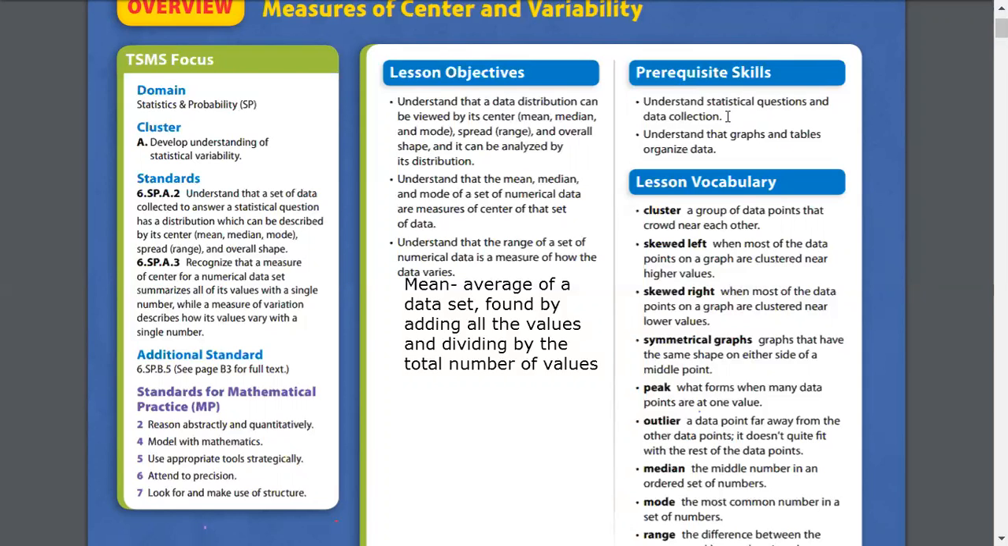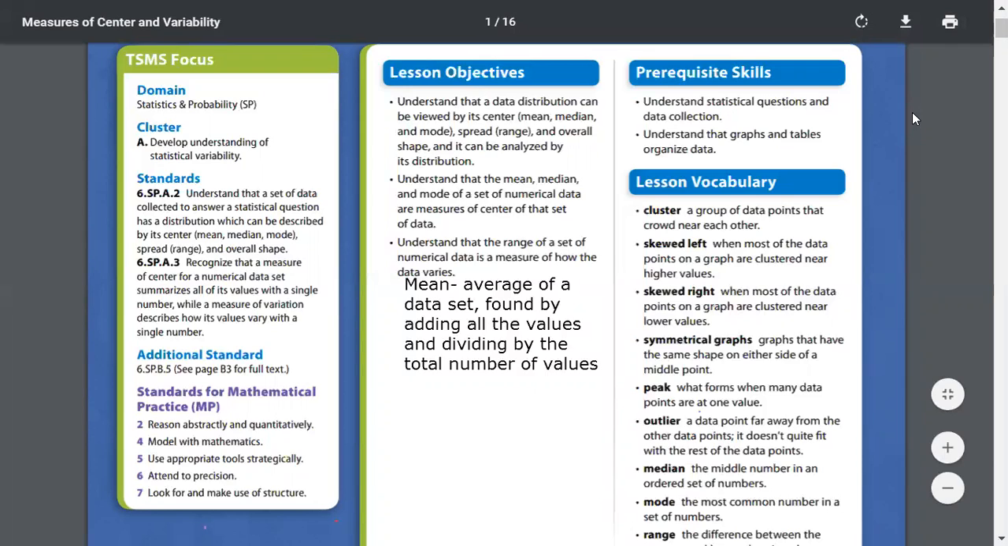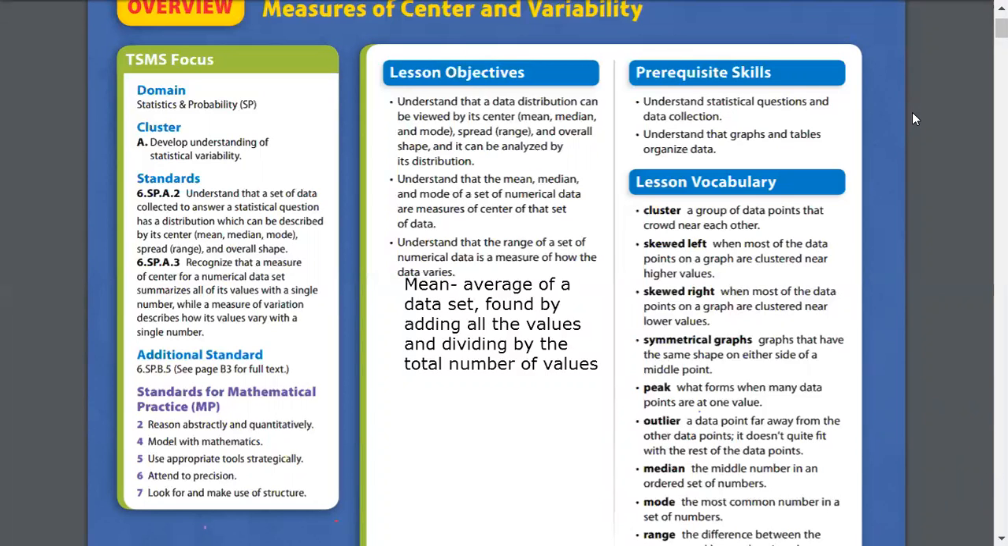So let's get into our vocabulary. The mean is the average of a data set, and you can find that by adding up all the values and then dividing by the total number of values. And average is just another word for mean. So when you say the average score that Curry makes in a particular game, we'd be saying the mean score he makes in the game. They are the same word. You can use them interchangeably, mean and average. So you just want to make sure you understand that.